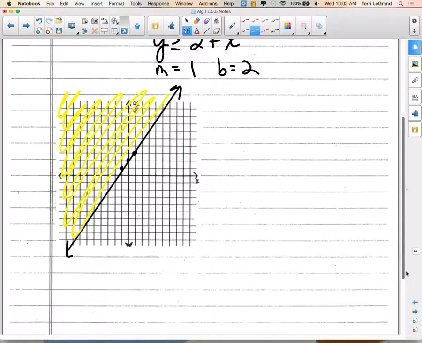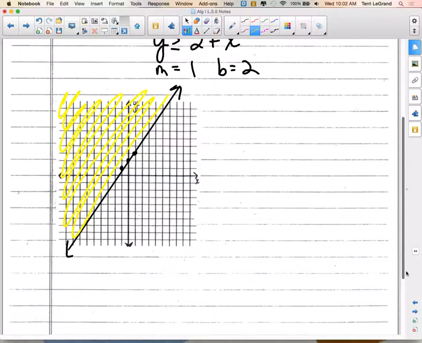Now, I said Benjamin was going to get his way. And here's the reason why Benjamin's going to get his way. Because we don't always have to test a point from the shaded region. And 0, 0 is a very nice point to test with. Because what happens when you multiply by zeros? Zero. And it makes it so much easier, doesn't it? You don't have to worry about whether it's a positive or a negative.